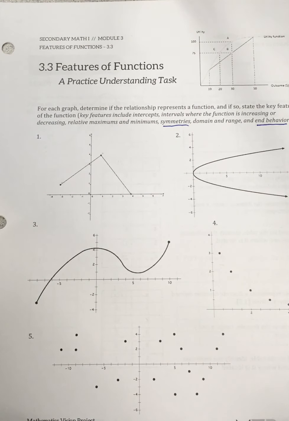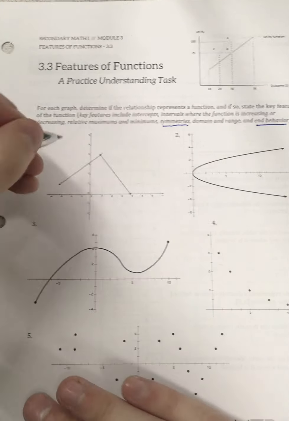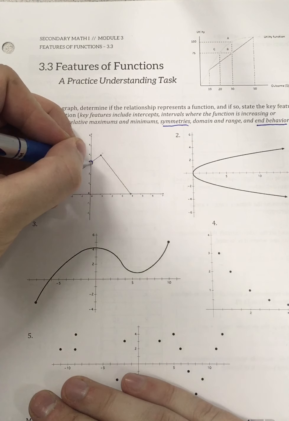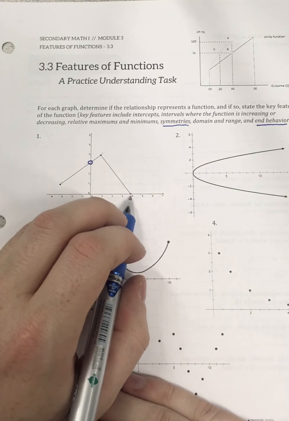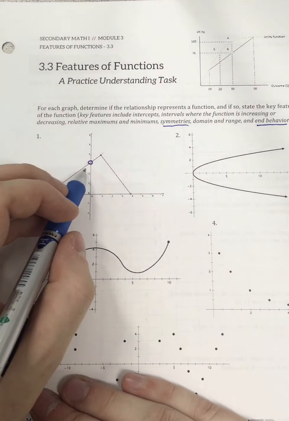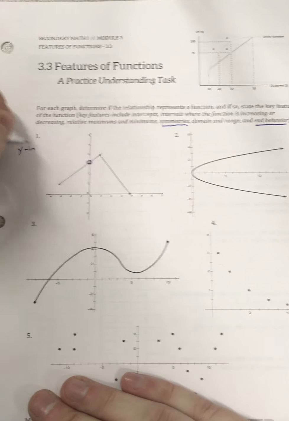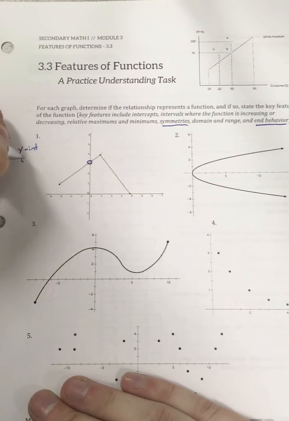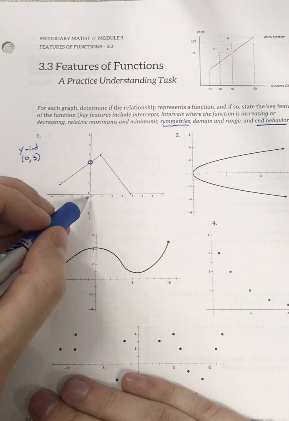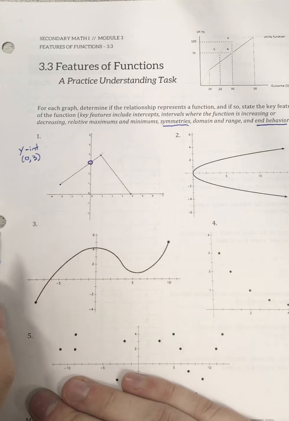So, for example, number one, we want to identify, first let's start with intercepts. And I can see an intercept right here, and what looks like an intercept here, but it's an open circle, so it's not included, so I'm not going to include that as an intercept. But I do have an intercept right there, which would be a y-intercept of (0, 3), because it's an x, y coordinate.